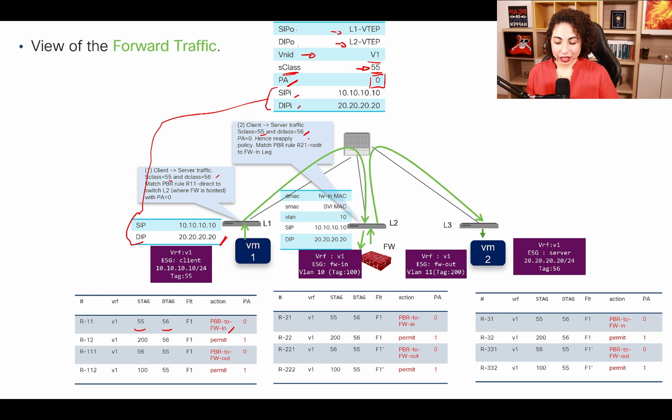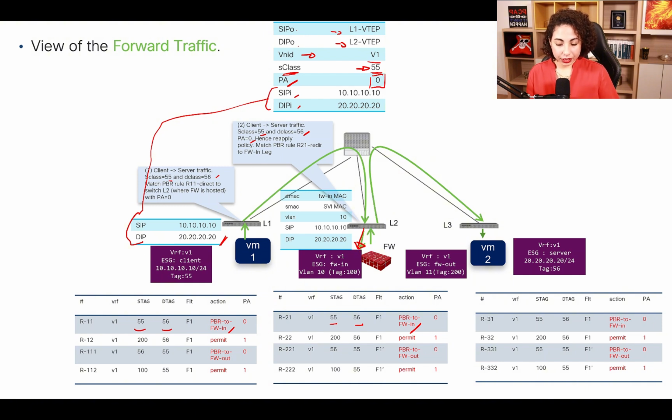Okay, so it checks what entry it has, because it sees that the policy applied is 0. Since the policy applied is 0, it needs to check the contract again. So it will reapply the policy. It's looking for a policy for 55 to 56. It says, good, I have an entry for this. It is PBR to the firewall in leg. So good, it will send the traffic through the first leg of the firewall.